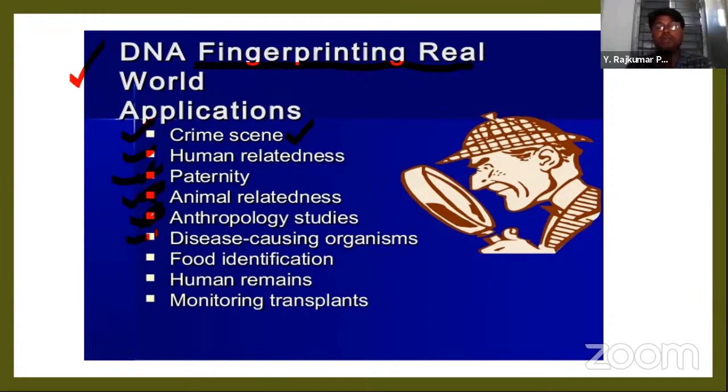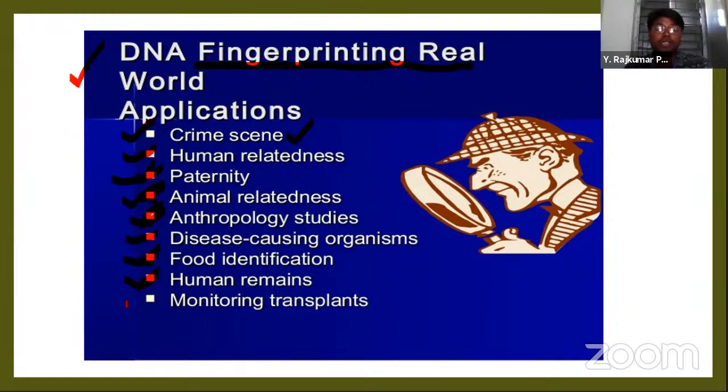Next, we can know the disease causing microorganisms. Okay. Next, we can identify food as well. Next, human remains. Human remains can also be studied well by this.